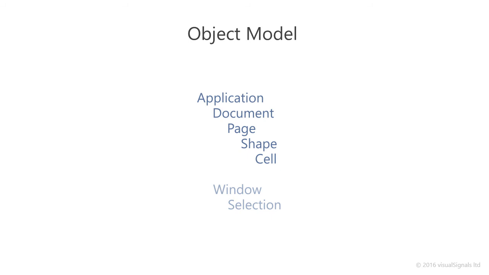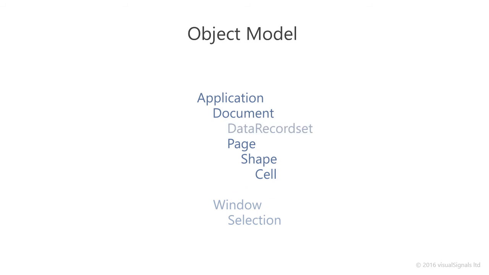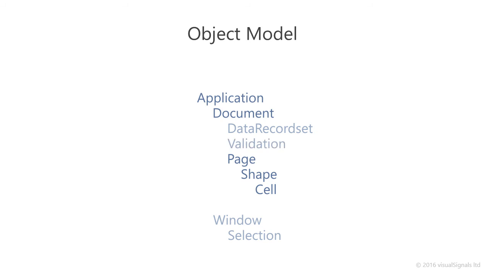You can use the active window selection to get hold of the currently selected shapes, and then add and remove items from that selection using associated methods on the object. The location of the data recordset object, which I talked about in the previous module, and the validation object highlight the document-centric nature of these two features. And finally, you can see the layers collection sits instead at page level. So that's the basic object model.